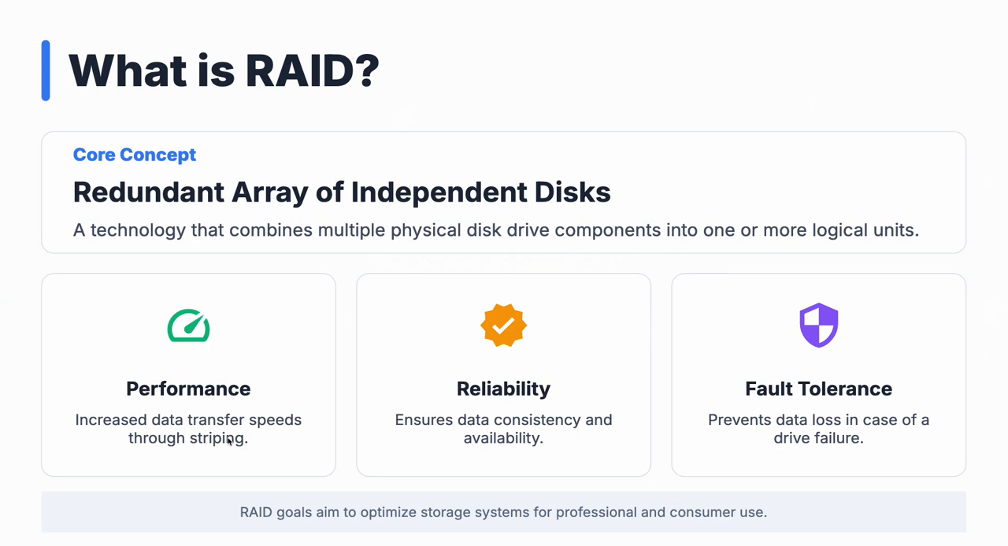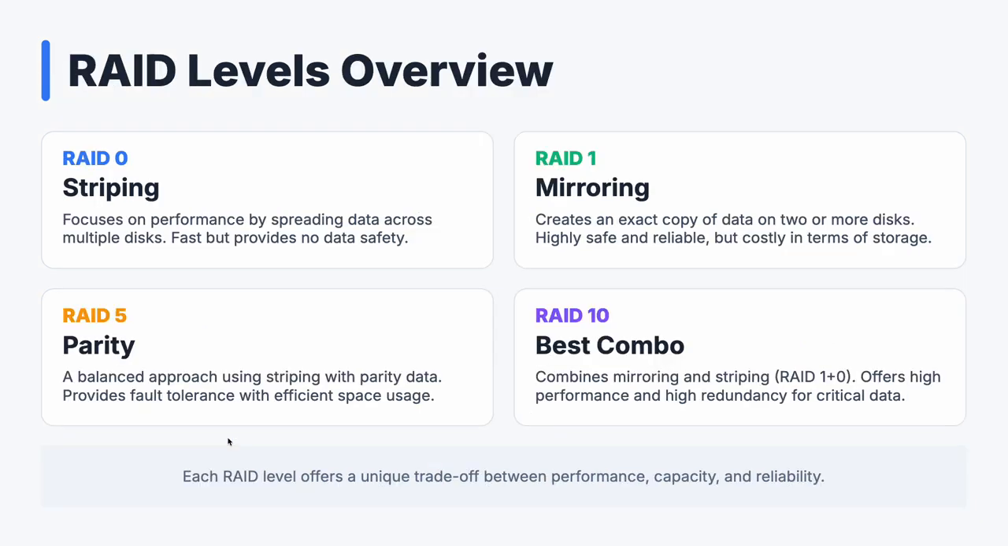So let's talk about different RAID levels. There are various RAID levels. As part of this session, we'll only cover 4 RAID levels. RAID 0 is called striping. Over here we will spread data across multiple disks, which will improve the performance, but data safety is not given. Another one is mirroring, where we'll copy the exact data on 2 or more disks. It is highly safe and reliable, but as we are copying the data on more disks, cost will increase.